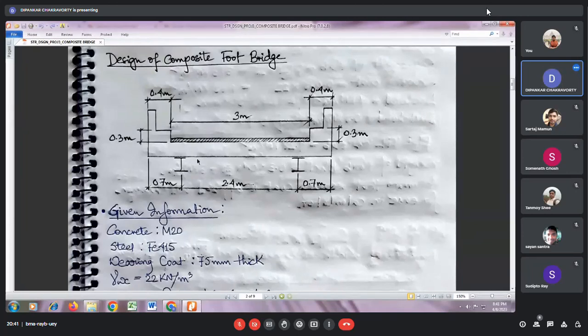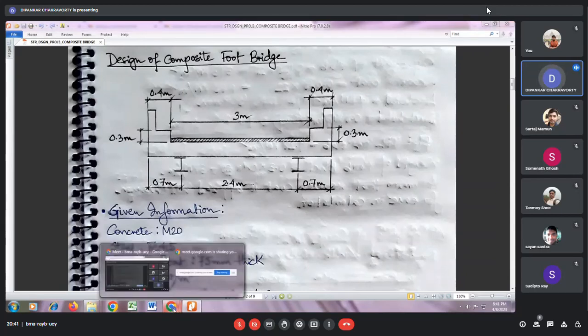because, as I discussed in the class last day, the deck will behave as a one-way continuous beam of width 1 meter, and if you give a bit of overhang, then the hogging moment and the sagging moment will be of comparable magnitude, and the design will be economical.